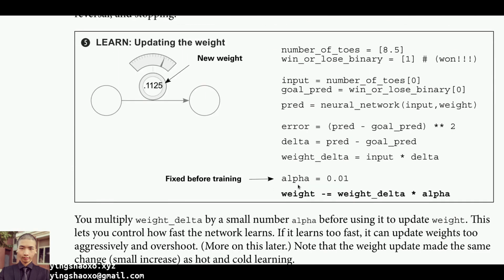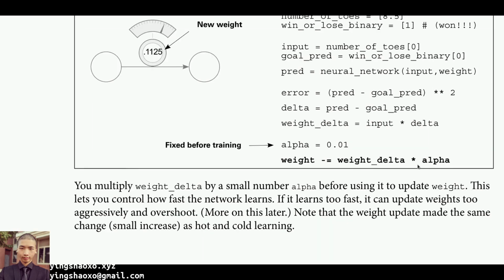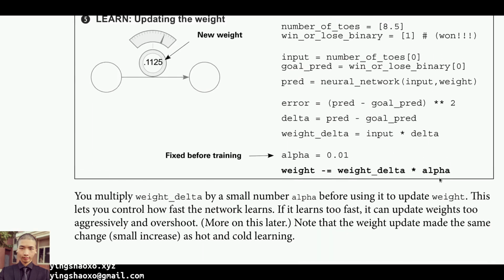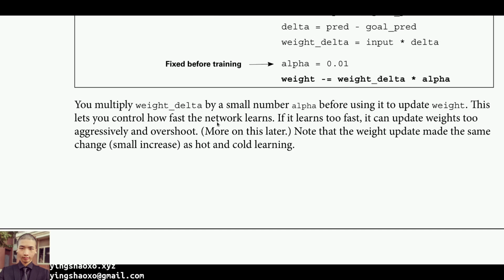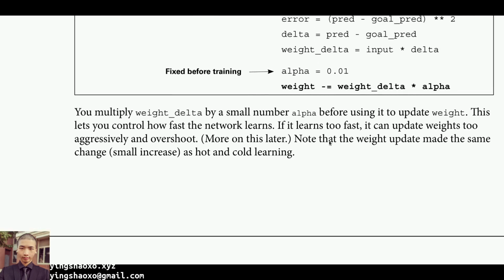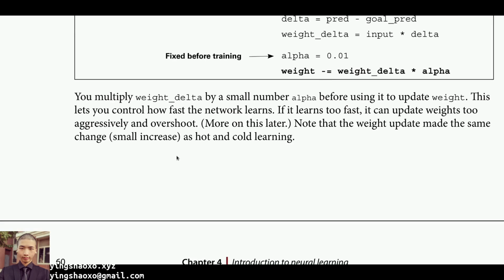Fixed before training, the alpha equal to 0.01. The weight now equal to something like this: the weight minus the weight delta times alpha. You multiply weight delta by a small number, alpha, before using it to update the weight. This lets you control how fast the network learns. If it learns too fast, it can update weights too aggressively and overshoot. Note that the weight update made the same change, a small increase, as hot and cold learning.